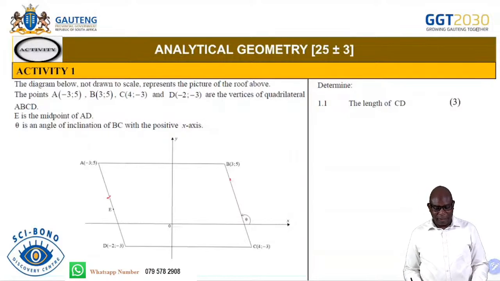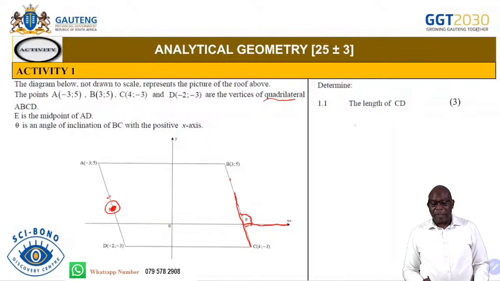The points are given there, and these points are the vertices of a quadrilateral. So I'm told that this is a quadrilateral, ABCD. Now the first question, E is the midpoint. I'm told this is the midpoint. If they ask me a question on the midpoint, I already have a formula. Theta is an angle of inclination. Can you see it is between the x-axis and a straight line? Here's my straight line, here's my x-axis, so that's the angle that is formed there. So I already know the formula that I must go to. So let's go to the first question.